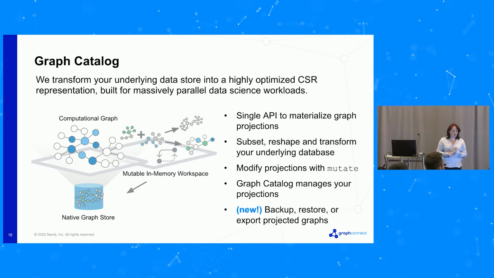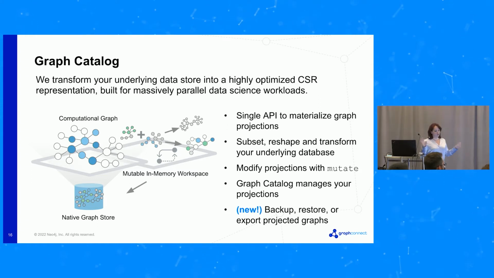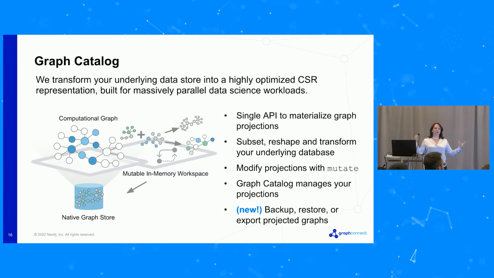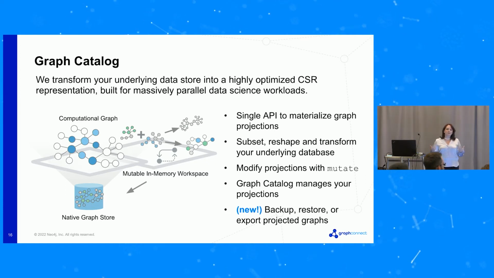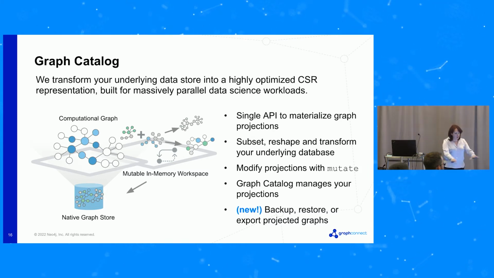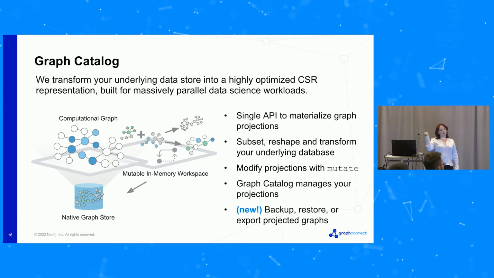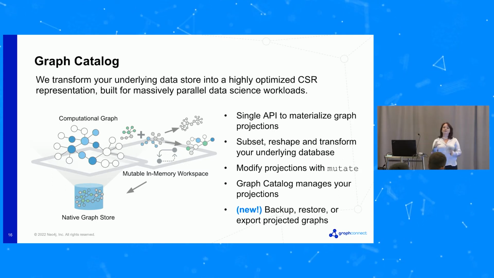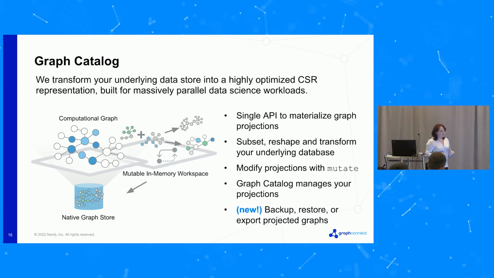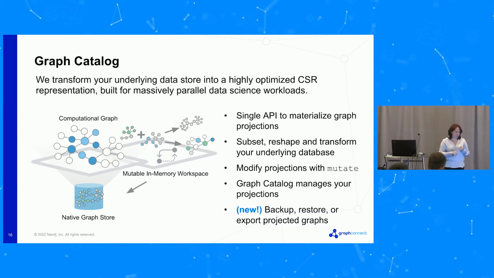Maybe you want to transform things. The graph catalog lets you do that. It provides you with a single API to create a graph projection. If you're coming from the relational database world, think of it like a materialized view. You're saying, this is my underlying graph, this is the piece I want to use for my data science project, and this is the shape I want it in. And when we do that transformation, you can have multiple projected graphs at the same time.